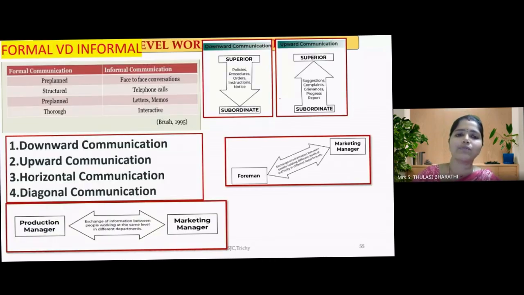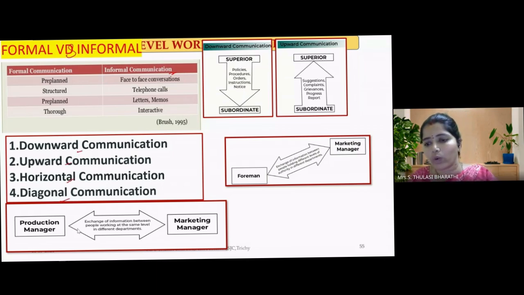And this is formal versus informal. Formal means what? Talking to a HOD, talking to a principal, talking to a Tahsildar office, talking to a VAO, talking to a chief minister, talking to a prime minister. Formally we used to go, right? That is formal communication. Informal means what? It will not be that much planned. It will just go like that. That is informal communication. Here we have downward, upward, horizontal, and diagonal.